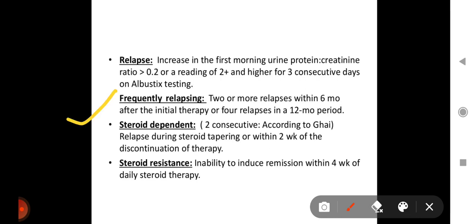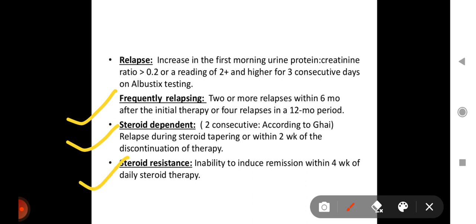Now, who are termed frequent relapsers? 2 or more relapses within 6 months after the initial therapy, or 4 relapses in a 12-month period. Again, listen and read it carefully. 2 or more relapses within 6 months after the initial therapy, or 4 relapses in a 12-month period. Steroid dependent, as per the OP Ghai textbook: relapse during steroid tapering or within 2 weeks of discontinuation of therapy. If relapse occurs again in this way, then it is steroid dependent.